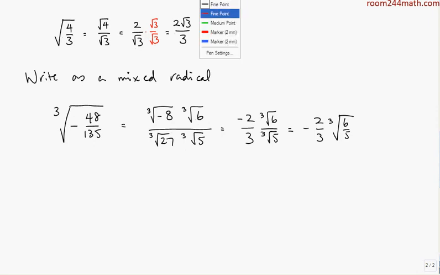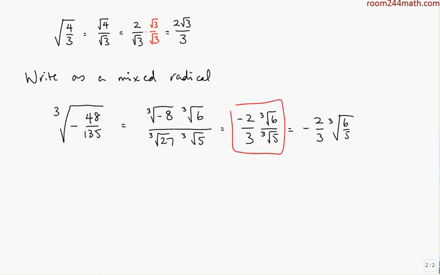So what would you do if you didn't want to have a non-integer radicand? Well, at this stage, I'll rewrite this expression: negative 2 over 3 times the cube root of 6 over cube root of 5. You could, at this stage, rationalize the denominator. Now, rationalizing the denominator when you've got cube root of 5 is a little bit trickier than the example I showed you before, where you just had the square root of 3. Because if you multiply the square root of 3 by itself, you're squaring. So if you square the square root of something, you just have the radicand.